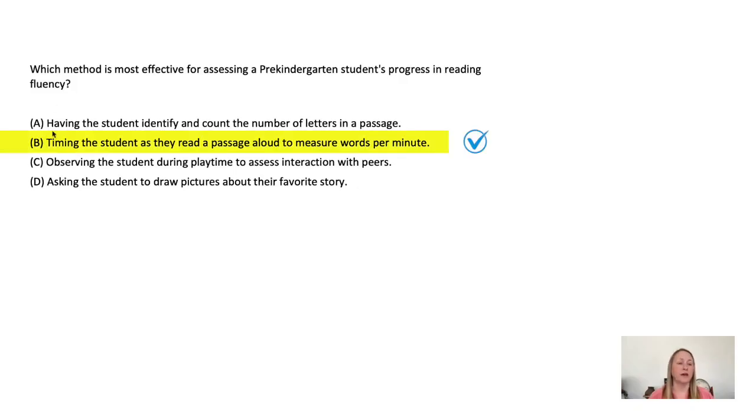The correct answer is timing the student as they read a passage aloud to measure words per minute. This directly assesses a student's ability to read smoothly and at an appropriate pace, which are key components of fluency. It provides tangible data on the student's reading speed and accuracy, which are important for informed literacy instruction.